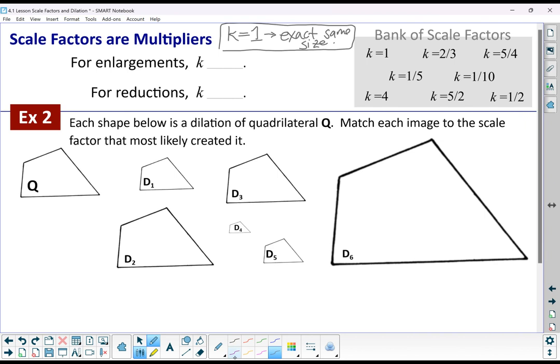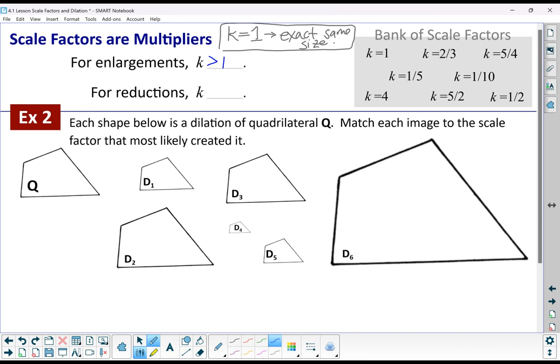Well, if you want to make the shape larger, if you want an enlargement, then that scale factor has to be bigger than 1. So that could mean that it's a whole number, like 2 or 4 or 6 or 3. Those all would make the dilated shape larger. But it also just means it could be any number larger than 1. For example, a scale factor of 3 halves or a scale factor of 7/8, because those are both fractions that are larger than 1. So any number larger than 1.